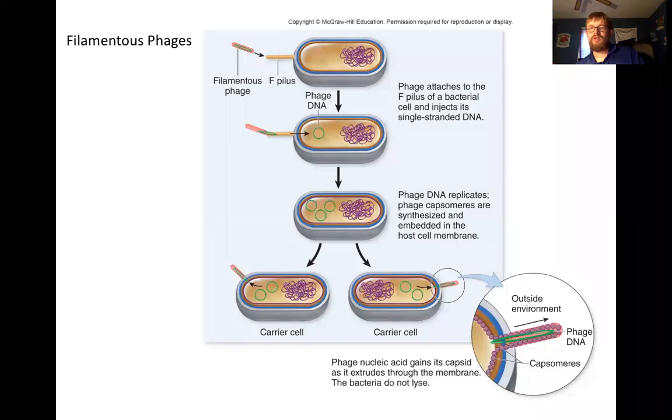Because this infection is what we call a productive infection. And if you notice at the end of this little diagram here, you see that the cell is not bursting open or lysed. And so this infection actually keeps the cell alive. So here you have your filamentous phage. It finds a fertility pilus of a cell that's capable of conjugation, attaches to that fertility pilus, and injects its phage DNA. And you can see here that the host chromosome is left alone, but you see copies of that phage DNA start to appear.